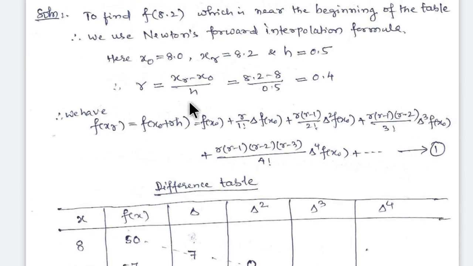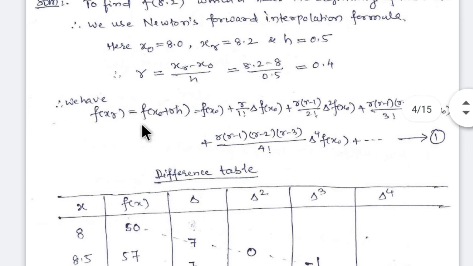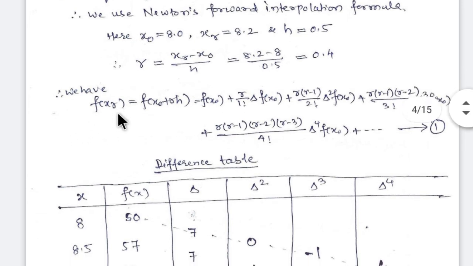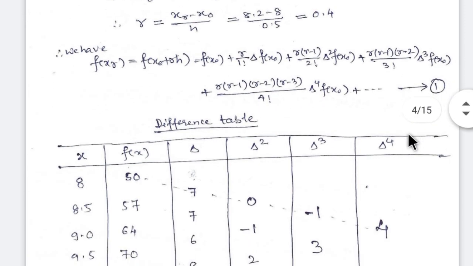Therefore, Newton's forward interpolation formula, write this. We have f of xr equal to f of x naught plus rh, equal to f of x naught plus r by factorial 1 delta of f of x naught plus r into r minus 1 divided by factorial 2 delta square of f of x naught plus r into r minus 1 into r minus 2 divided by factorial 3 delta cube of f of x naught. Similarly, you write the fourth one. This you call number 1.